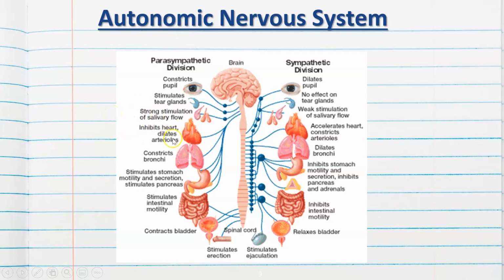Our heart rate will go down. Breathing returns to normal, and energy is then brought back to our digestive system to resume its thing. And again, it contracts our bladder so we can control our bladder as needed.